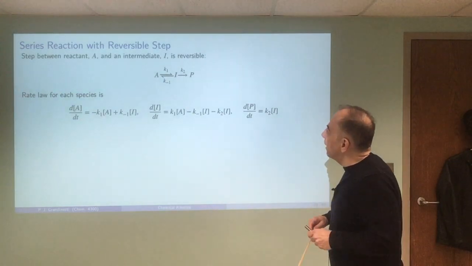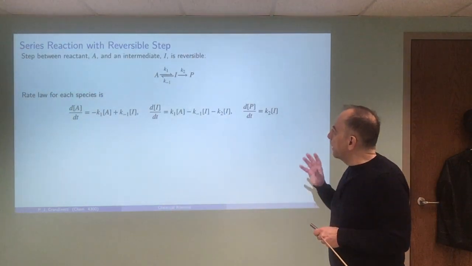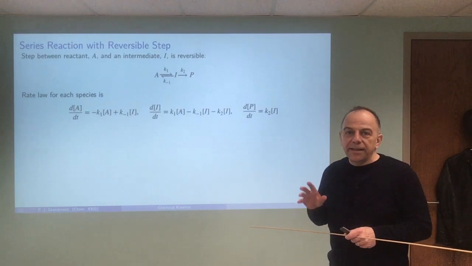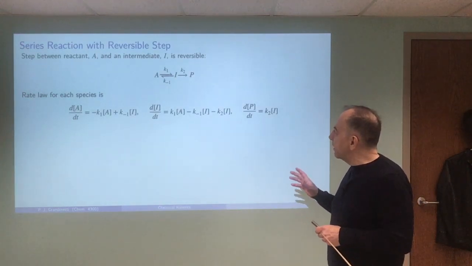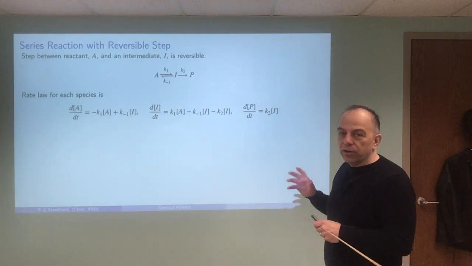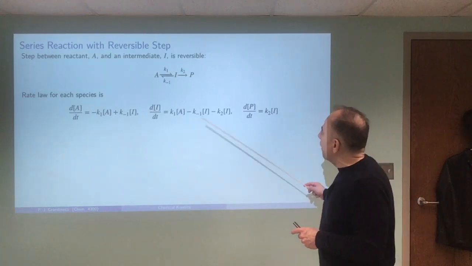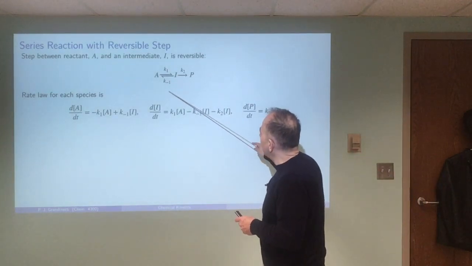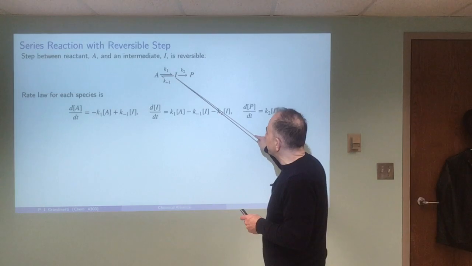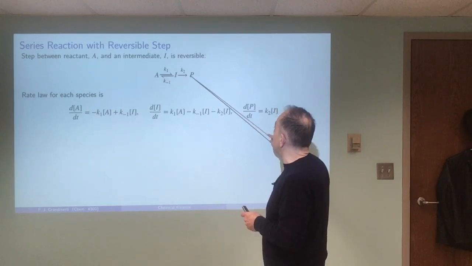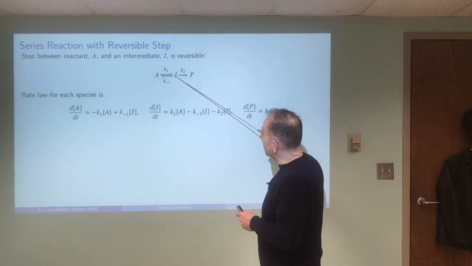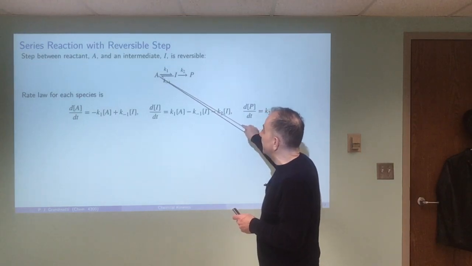Now we come to a really common problem that I want to go through in detail here, and then we're going to look at some approximations. This is a reaction mechanism where A goes to some intermediate, and the intermediate goes to a product, but the intermediate also has the possibility of going back to A.